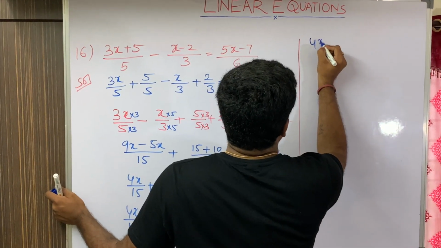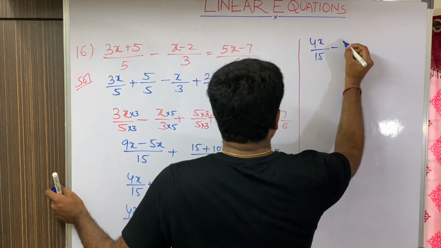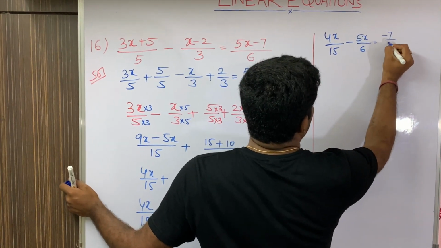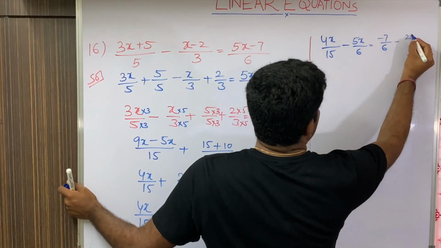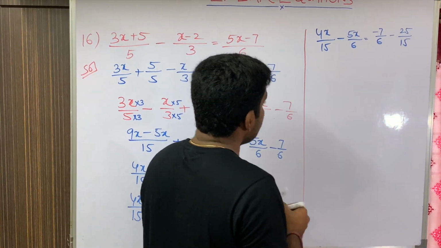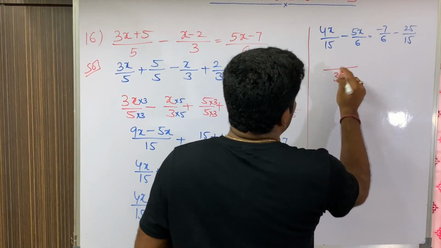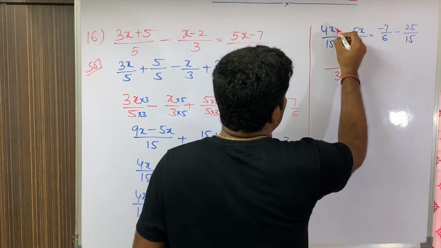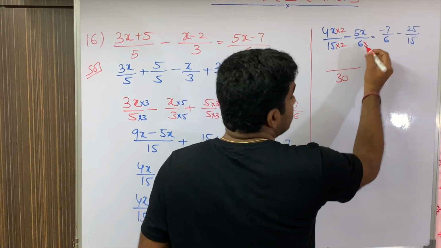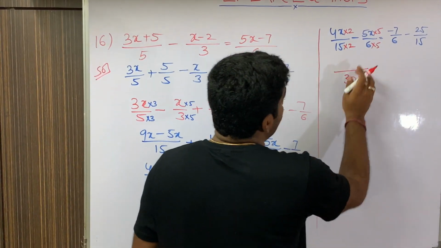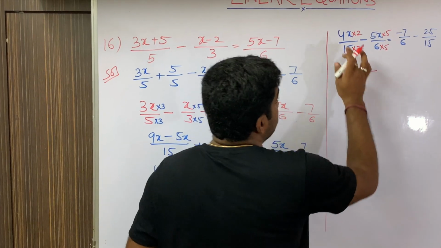When we copy 4x by 15 minus 5x by 6 equal to minus 7 by 6 minus 25 by 15. When we take LCM of 15 and 6, it will become 30. To get 30, 15 should be multiplied with 2, same as in numerator. To get 30, 6 should be multiplied with 5, same as in numerator. Then 15 into 2 will become 30, 6 into 5 will become 30.